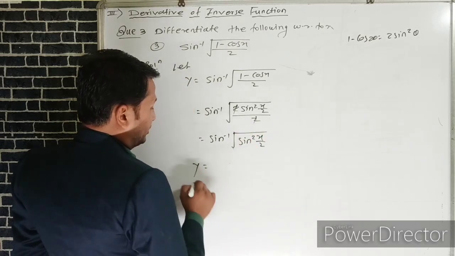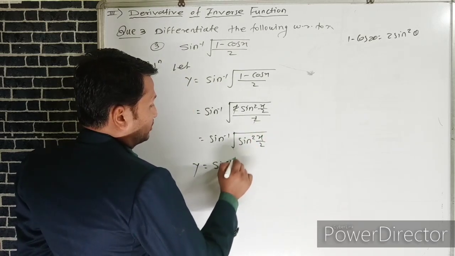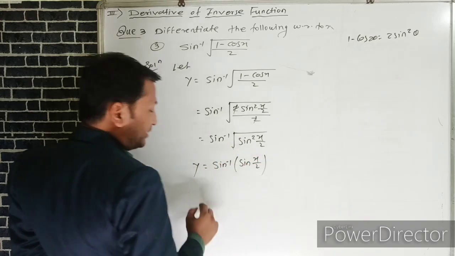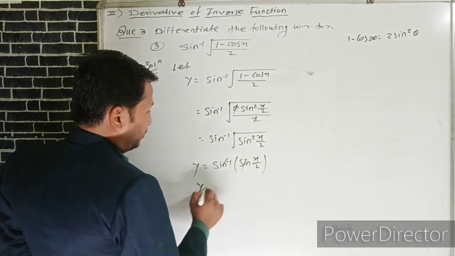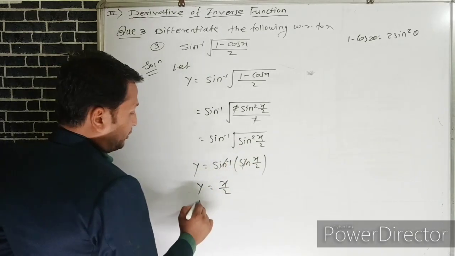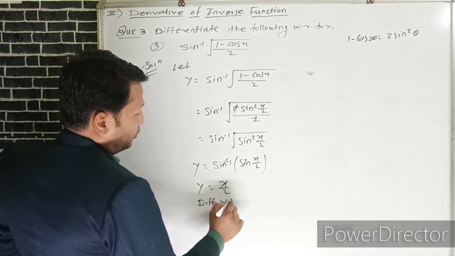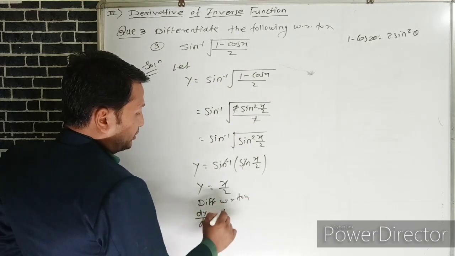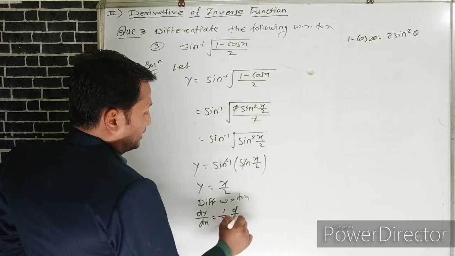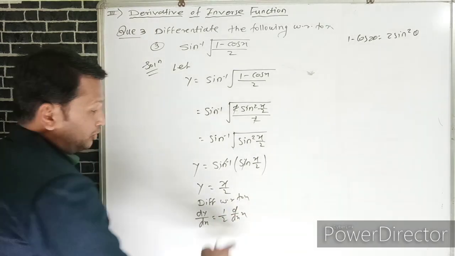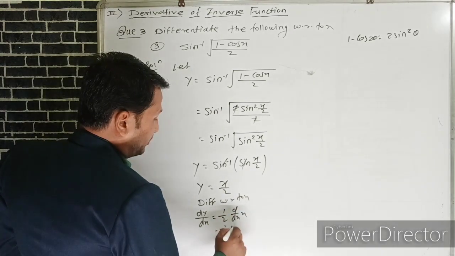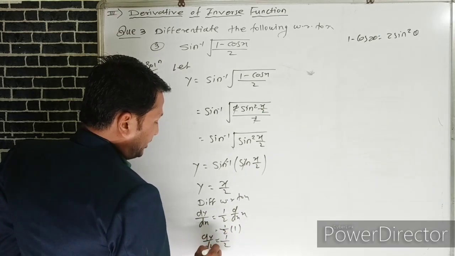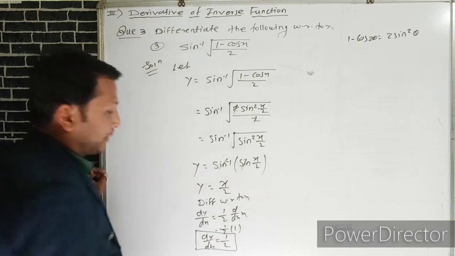Again we can write y is equal to sine inverse of sine of x by 2. If we cancel sine inverse and sine, then we can write y is equal to x by 2. Now we differentiate the given function with respect to x. The derivative of y is dy by dx, and 1 by 2 is a constant. We can write the derivative of only x, and the derivative of x is 1, hence 1 by 2 into 1. Then the derivative dy upon dx is 1 by 2.